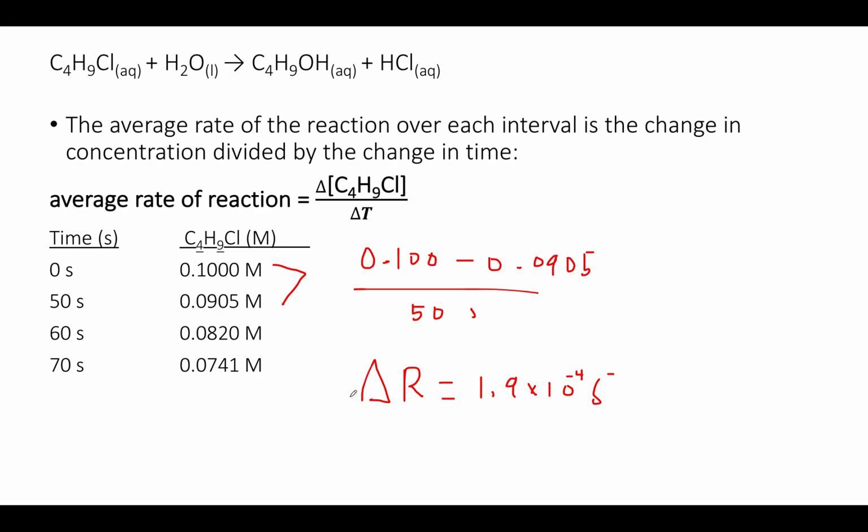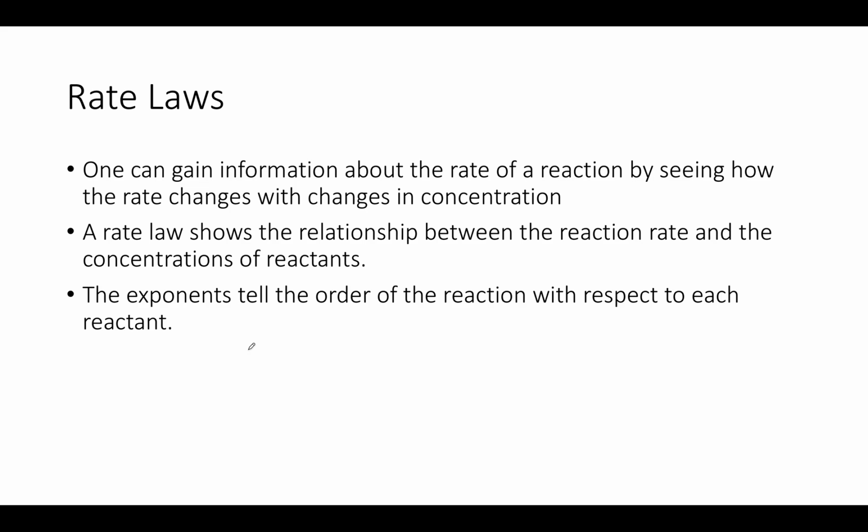Now, the problem with this is that we're only looking at one reactant here. I'm looking at the time, but I'm only looking at the change in concentration of the butyl chloride. When you have a more complicated reaction and you need to look at both reactants to determine the reaction rate, you're going to need to write a rate law. Now, one can gain information about the rate of reaction by looking at how the rate changes with the changes in the concentration of your reactants. A rate law shows the relationship between the reaction rate and the concentration.